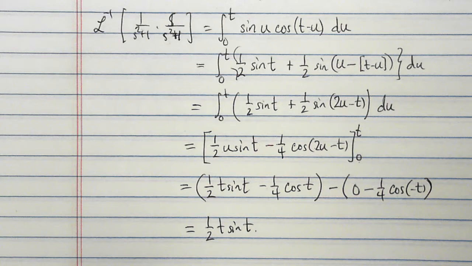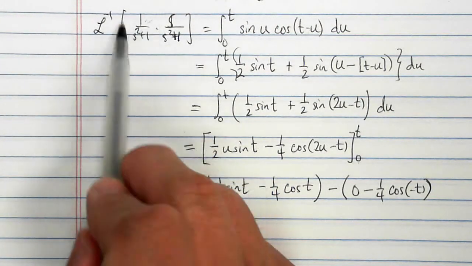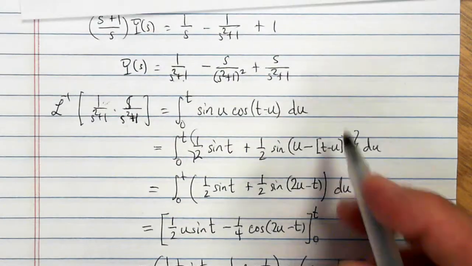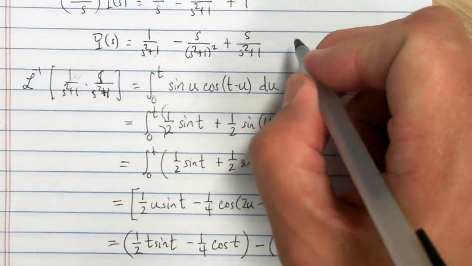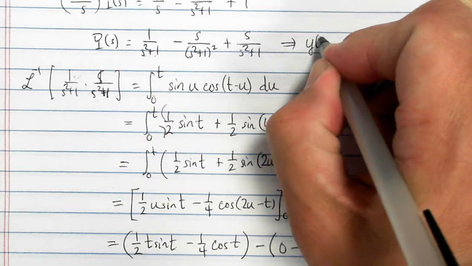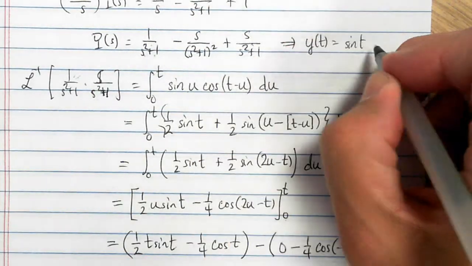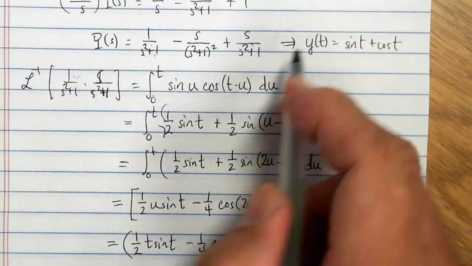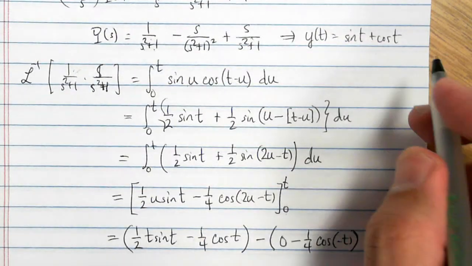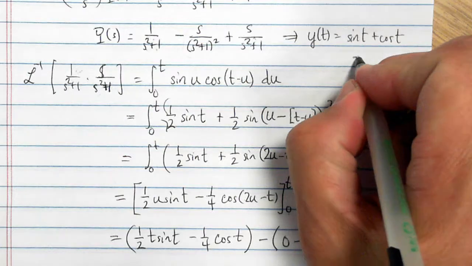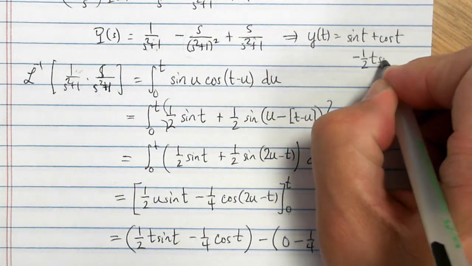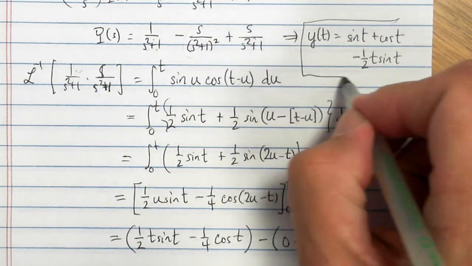And so that's the inverse Laplace transform of this product. And so coming back up here, we get that y of t is therefore equal to sine t. This part is cosine t. And then we just found that the inverse Laplace transform of this is going to give us negative 1/2 t sine t. And so that is the answer.